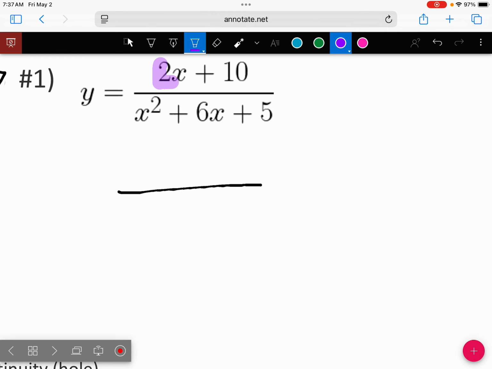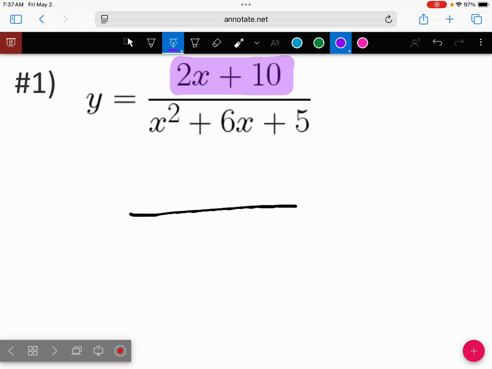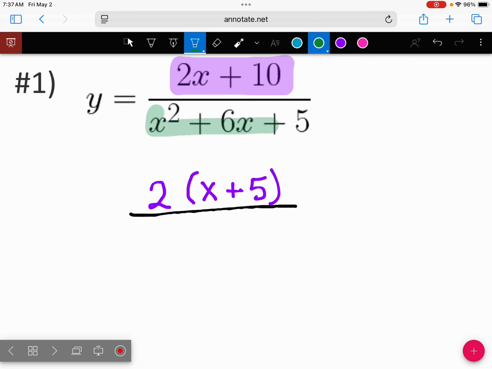So, is there anything we can factor out of this numerator? The 2x plus 10? They have a greatest common factor of 2. So if I take a 2 out, we're left with x plus 5. Then let's look at our denominator, see if we can factor that.